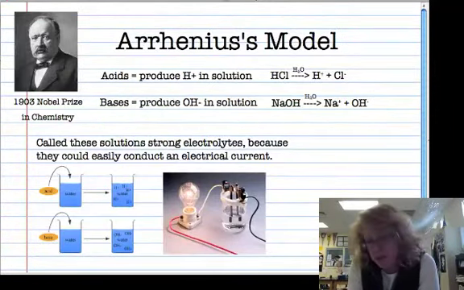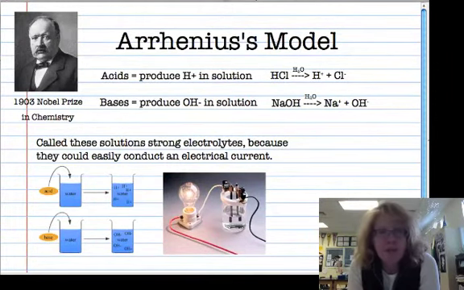Okay, there's 2 major models for defining what an acid and a base is. Arrhenius Model, that's how you say that guy's name, was kind of the original. He was working with a variety of things called electrolytes, solutions that conduct electricity, and he was trying to come up with kind of an idea for what an acid or a base was.